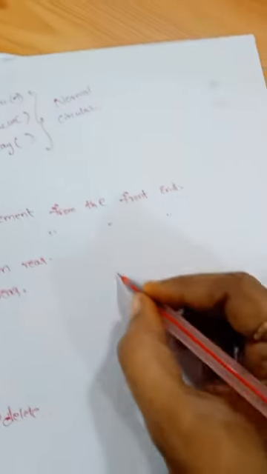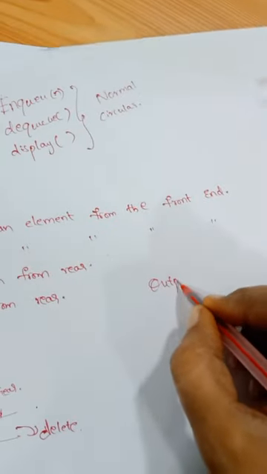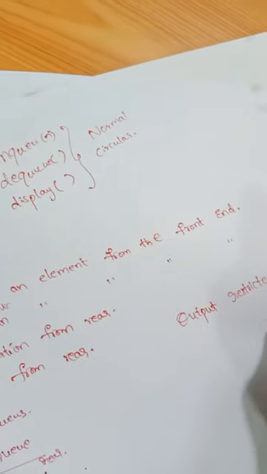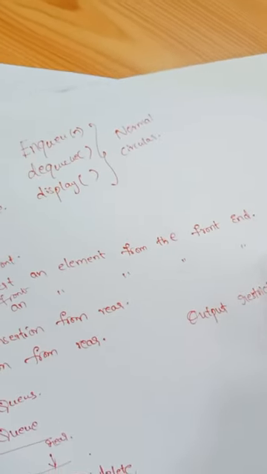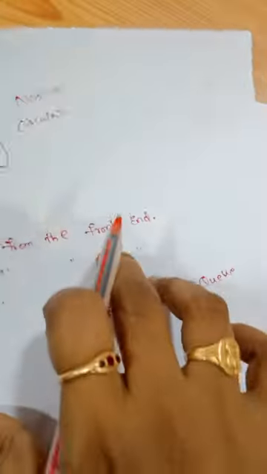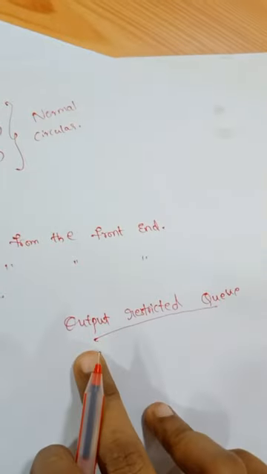The second one is the output restricted queue. In an output restricted queue, we are going to restrict the deletion operation.